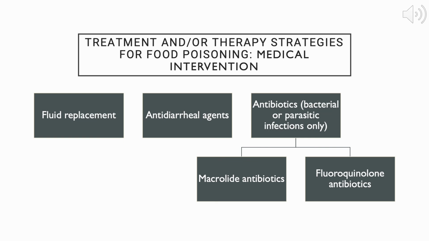Antibiotics are used sparingly. They are used for bacterial and parasitic infection only, and when antibiotics are used for food poisoning cases, they are used in the form of macrolide antibiotics and fluoroquinolone antibiotics. All other antibiotics will not work and they are not active against food poisoning cases.